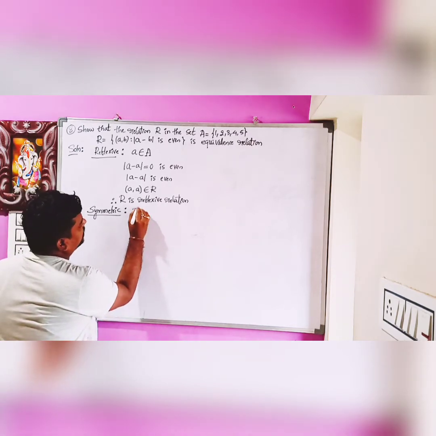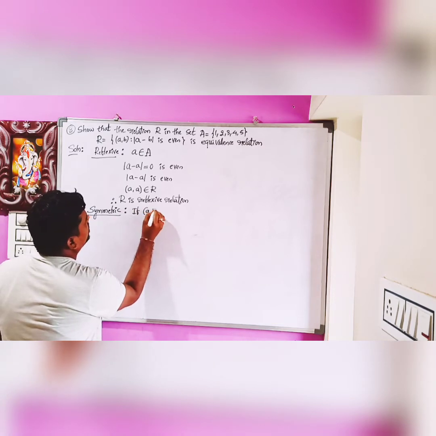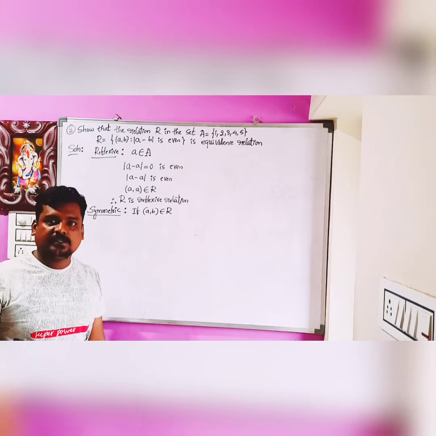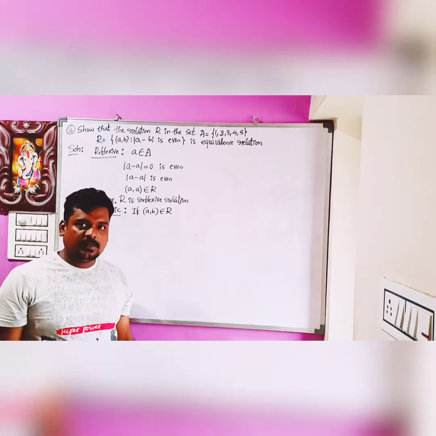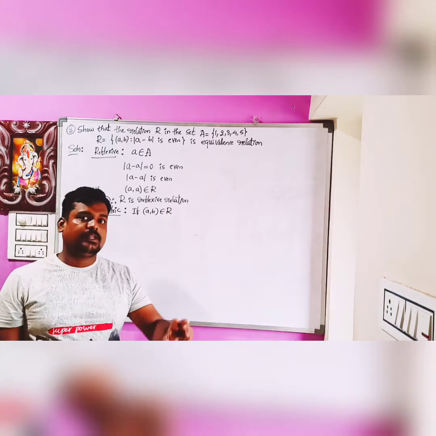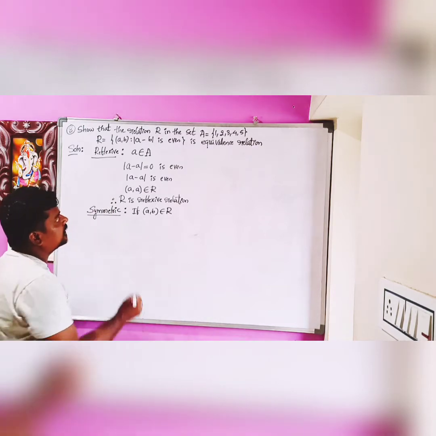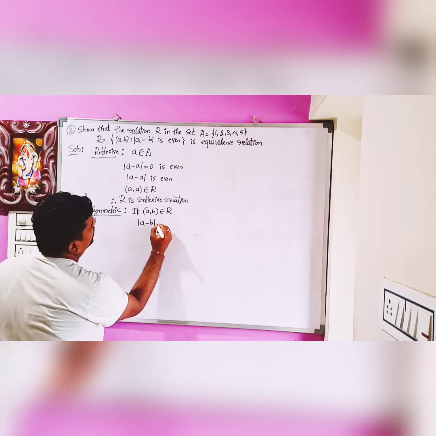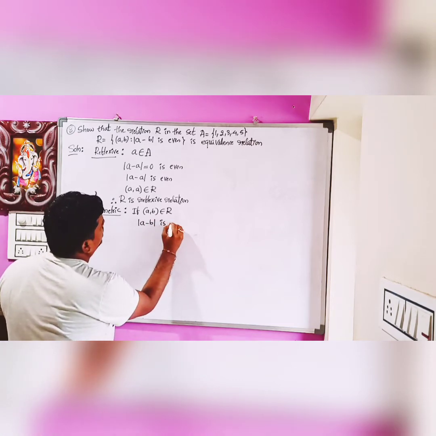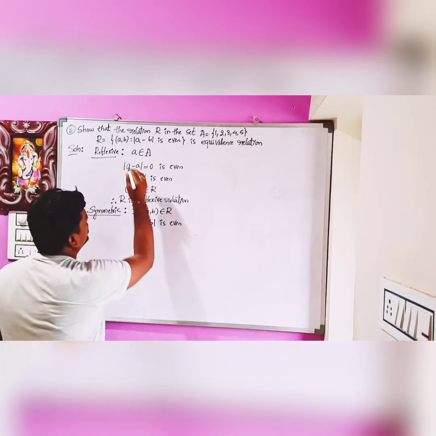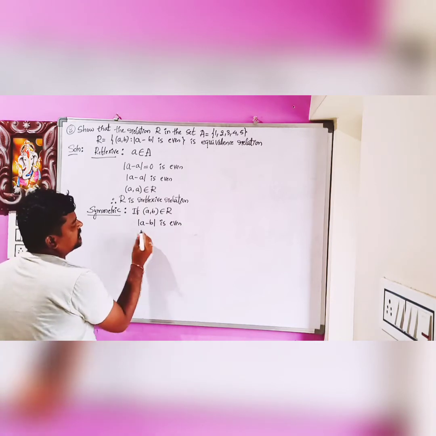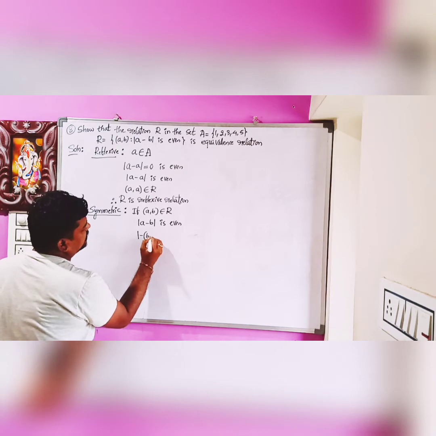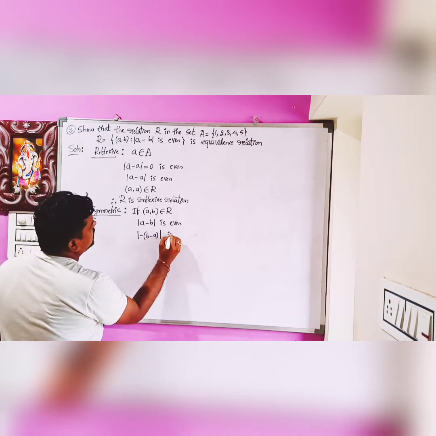Symmetric. For a symmetric relation, what do we have to take? A comma B belongs to R. Now we have to check whether B comma A belongs to R or not. A comma B belongs to R, so mod A minus B is even according to the definition of that relation. A minus B is even. If I take minus common in this, it is B minus A is even.